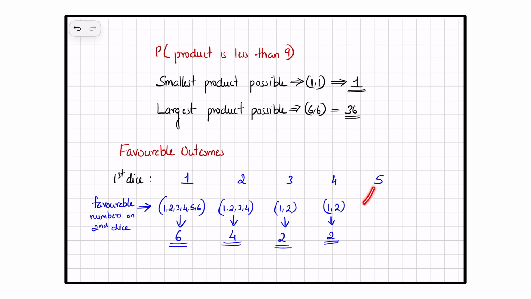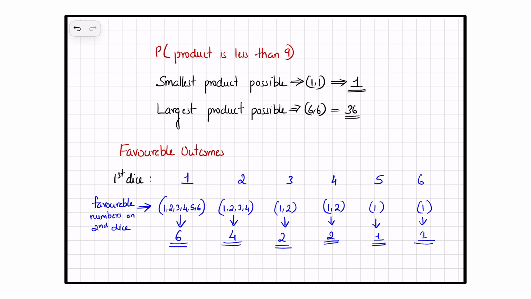I can have 5 into 1, it is going to be 5, less than 9. 5 into 2 is going to be 10, it is not possible. So I can only have 1, that means only one possibility. Similarly for 6, I can only have 6 into 1. 6 into 2 will be 12, it is more than 9, so only one possibility.